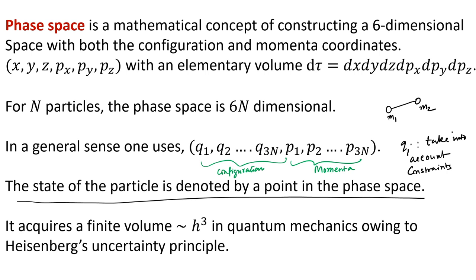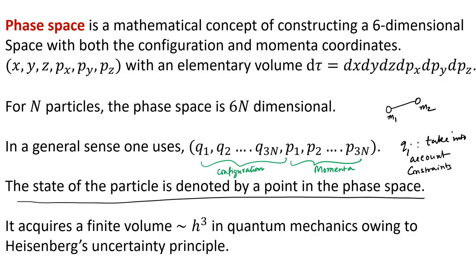However, if you want to have an analogy and carry on some of the ideas of classical mechanics to quantum mechanics, then this point that we talk about in this phase space can be represented by a small volume of the order of h cube, and that would let you at least establish a correspondence or an analogy.